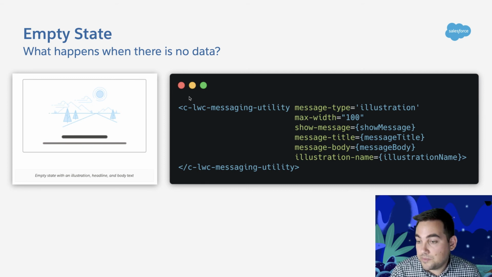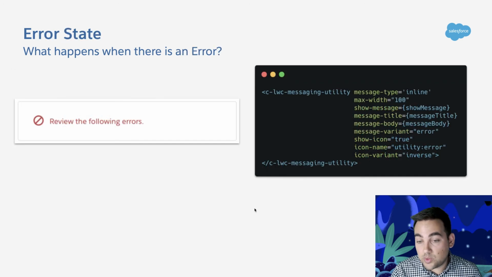You'll notice here we're using the LWC messaging utility, which is actually a Salesforce Labs app that you can use to quickly show illustrations and messages. Once again, we're doing the same thing with our error handling. We're using that messaging utility to just pass in the parameters from the component that show us that error message.